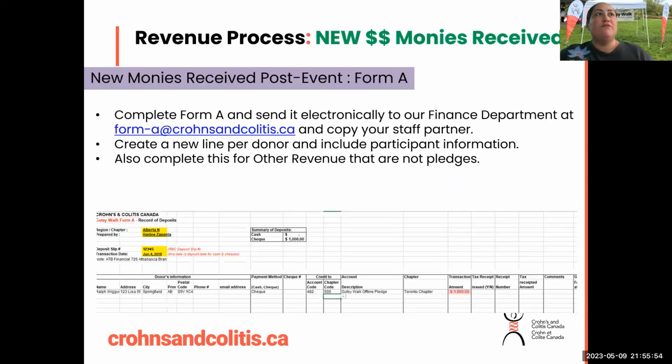And for the Form A, you will need to itemize this one. If you receive, let's say, 3 different donations post-event, this time you will need to itemize them because that will be a separate Form A and separate deposit. And all the Form As you fill out, you need to send to this email address, and please copy your staff partner.